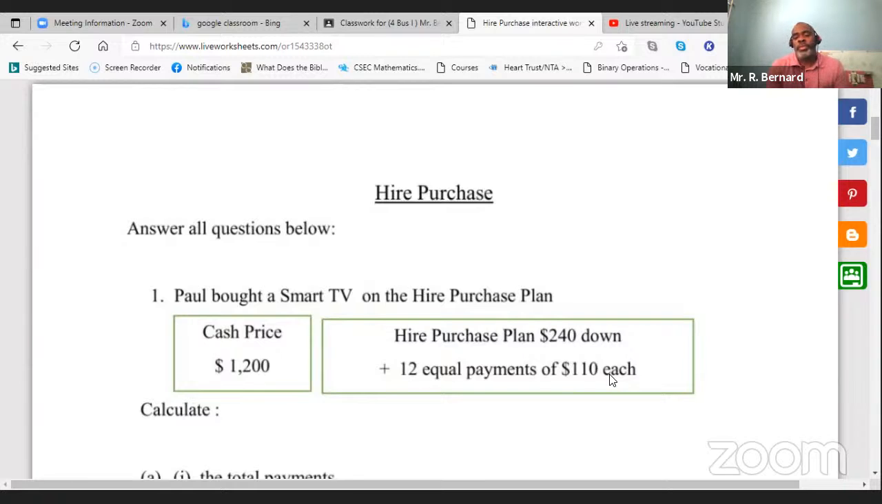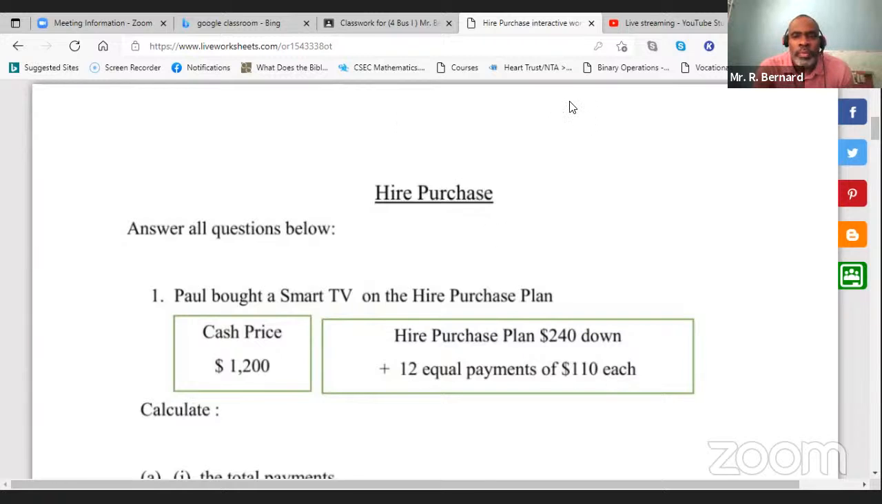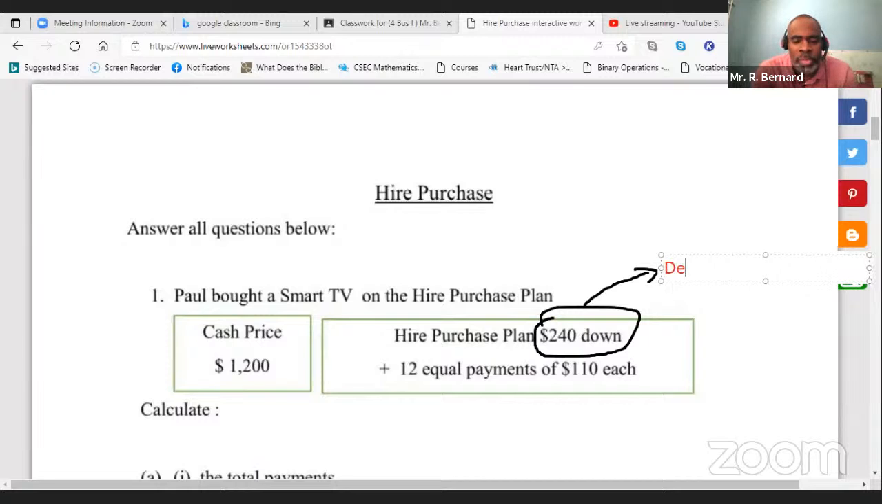It's called a deposit, right? What's it called? A deposit. So when you talk about down, it is really referring to the deposit. Down payment or deposit. Sometimes you are asked to pay a down payment first, right? Good.